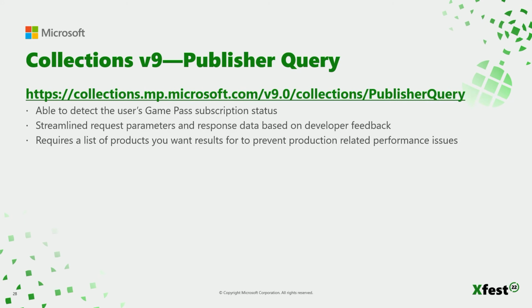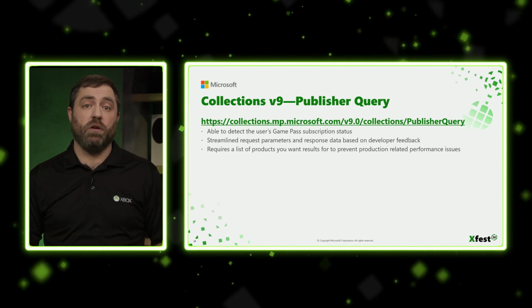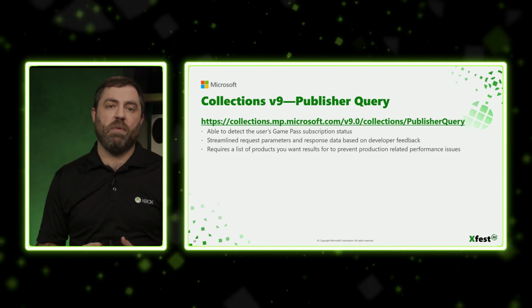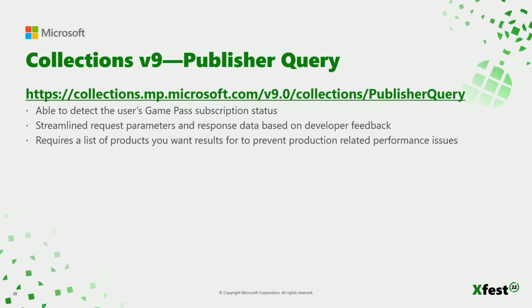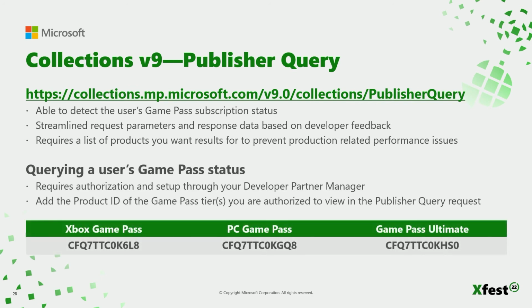Publisher query requests do require you to specify each product ID you want results for, and all other results will be filtered. This is to prevent issues we've seen in production when users own lots of content under a single publisher and the query requests would time out gathering all of the user's items. Before you can view a user's Game Pass status, your publisher or developer account needs to be authorized and configured, which is done through your developer partner manager. When approved, you will only be able to access the Game Pass tiers that are relevant to your title's needs.